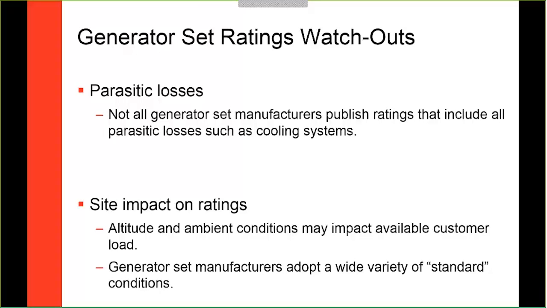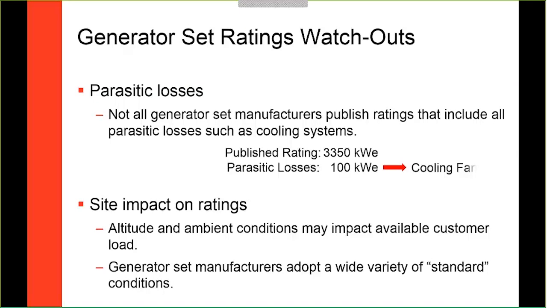So for example, if a generator set manufacturer were to say that a generator set has a published rating of 3350, so 3,350 kilowatts. However, the cooling system isn't accounted for. On a generator set of that size, that may be a 100 kilowatt cooling system. That's a significant chunk of load there. The result is that the actual load available to the customer drops by that same amount. And so the actual available customer load is going to be about 3,250 kilowatts in this case. So just make sure that when you're comparing products across manufacturers that you're receiving the same product from both.